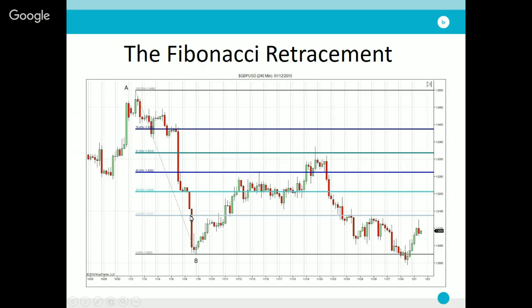So firstly, some key information here. When we're measuring a bearish price move, we measure from the top to the bottom, and when we measure a bullish price move, we measure from the bottom to the top.